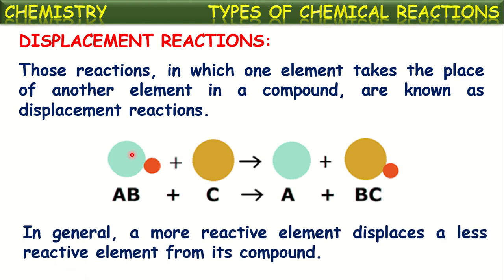Generally, a more reactive element displaces a less reactive element from its compound. See here, from this we can understand here, C is more reactive than A. That is why C replaces A from its compound and forms a new compound here. Okay, this kind of reactions are called displacement reactions. Generally, more reactive elements displace less reactive elements from their compounds, and thus they form new compounds here.